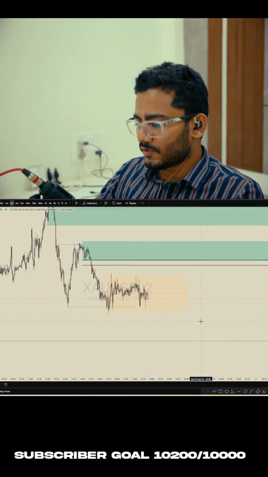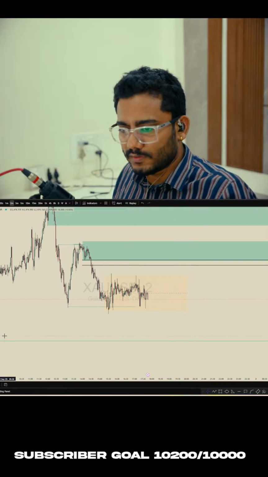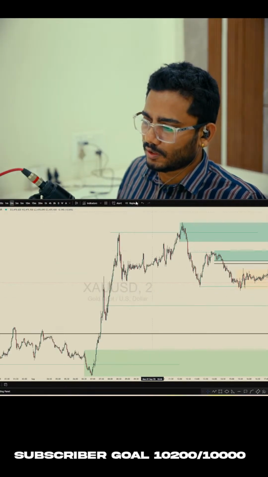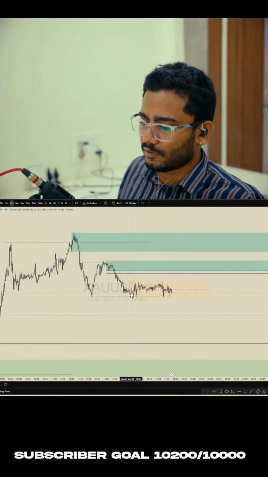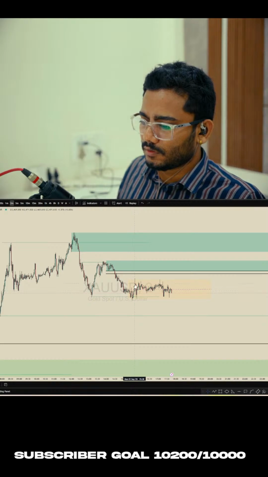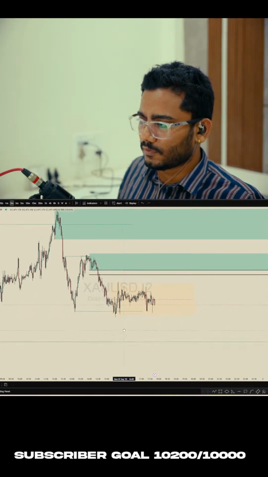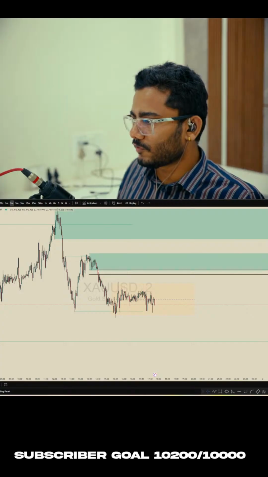Yes, market is very slow today. Even though the session was good, and there was some kind of movement, right now for the last 2 hours it's very slow. Gold is particularly very slow.